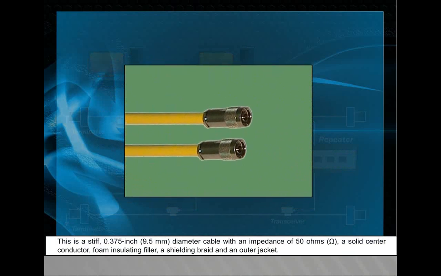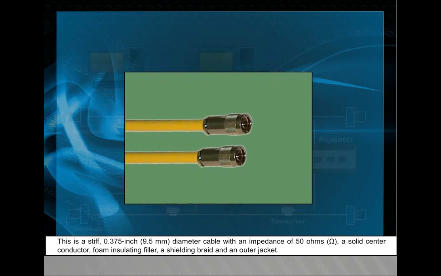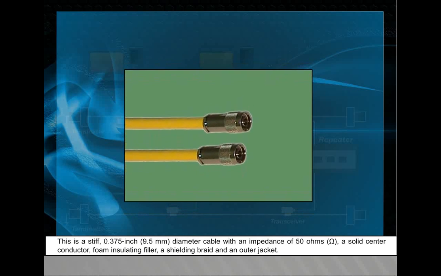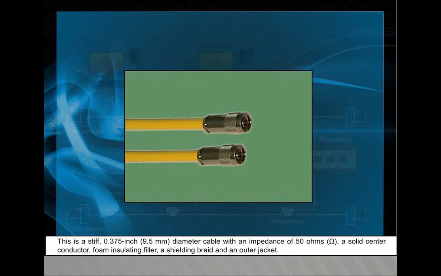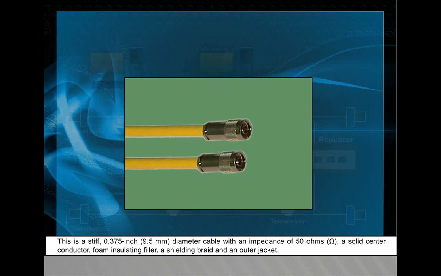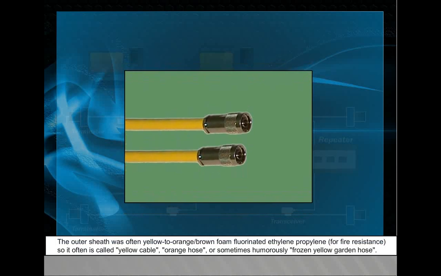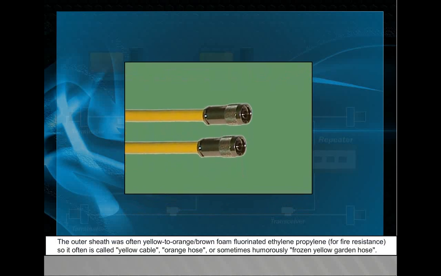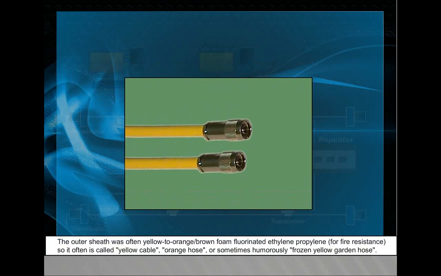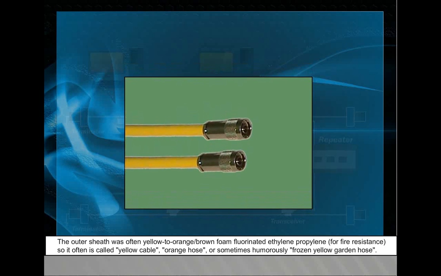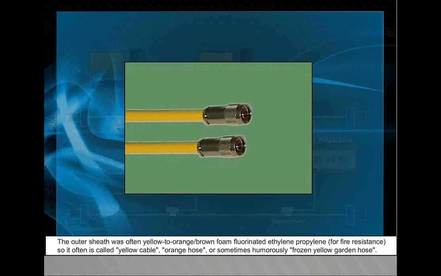0.375 inch, that is 9.5 mm diameter cable with an impedance of 50 ohms, a solid center conductor, foam insulating filler, a shielded braid and an outer jacket. The outer sheath was often yellow to orange or brown foam fluorinated ethylene propylene for fire resistance, so it often is called yellow cable, orange hose, or sometimes humorously frozen yellow garden hose.